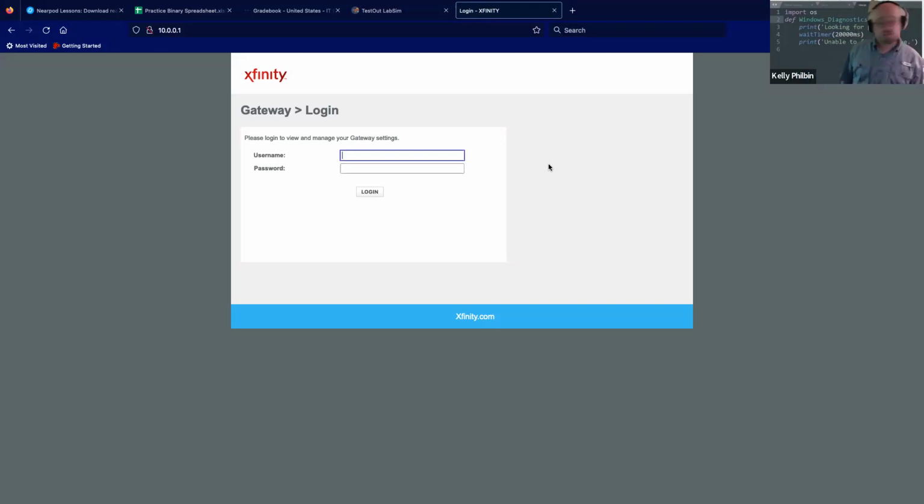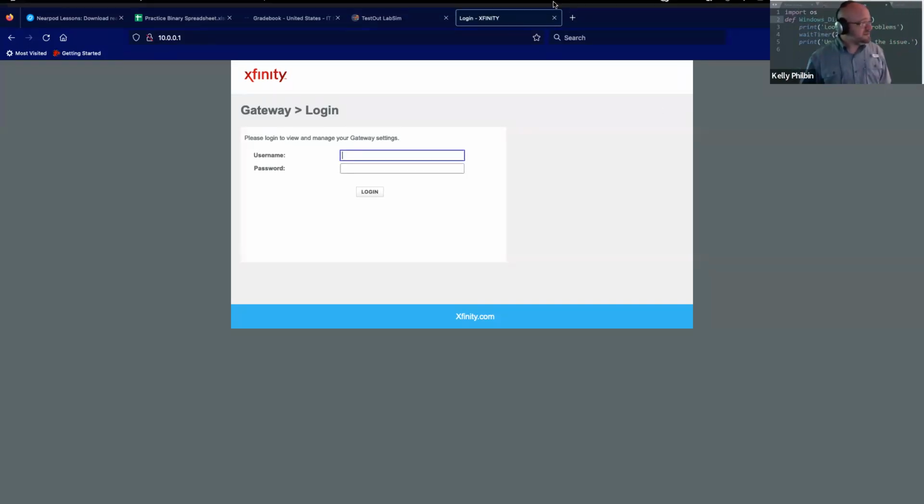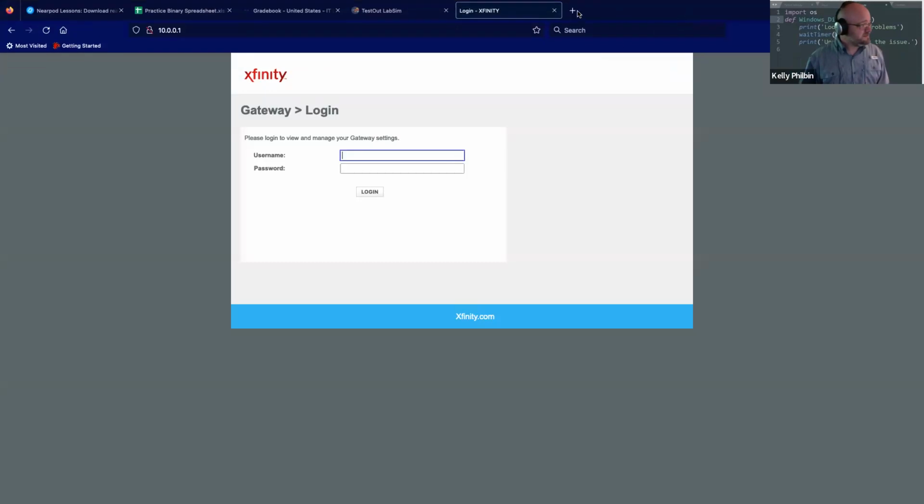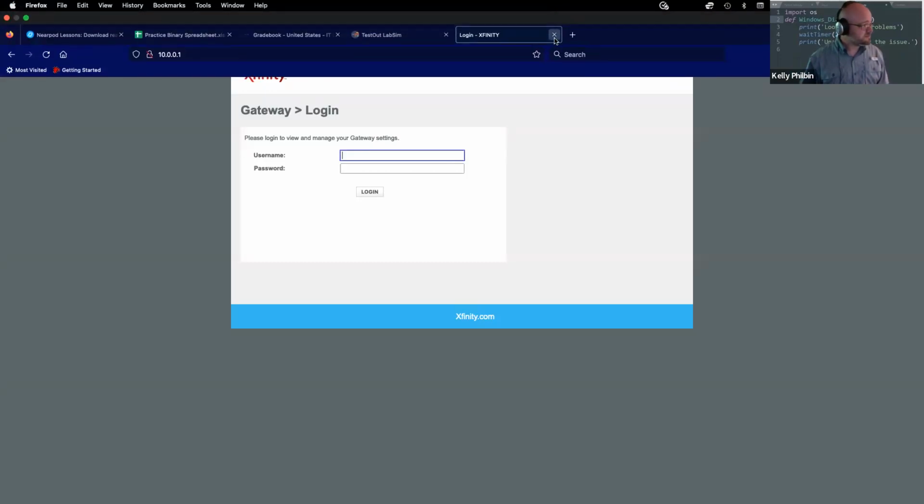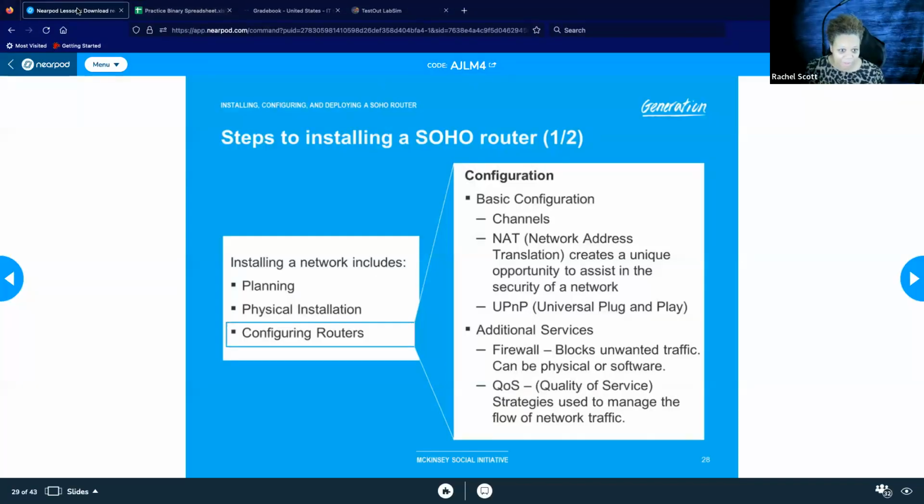So that is going to be your homework for tonight. If you have never done this, log into your router and change its username and password. At least give yourself the most basic level of security. And please remember what you changed it to. Otherwise, you have to reset the whole router and all that fun stuff.